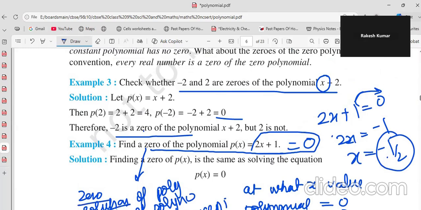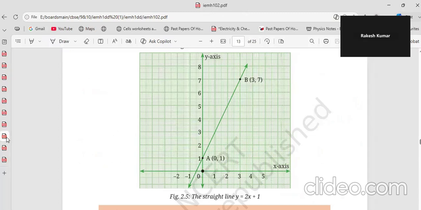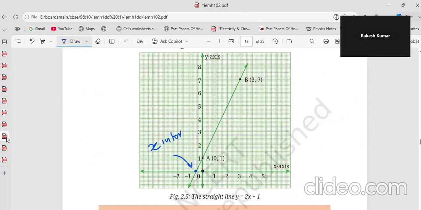Now, see, if I show you the graph in the new book, this point is the x-intercept. That means, acha, this other point was the y-intercept. Now, this is where y becomes 0, because at this point, y will become 0.